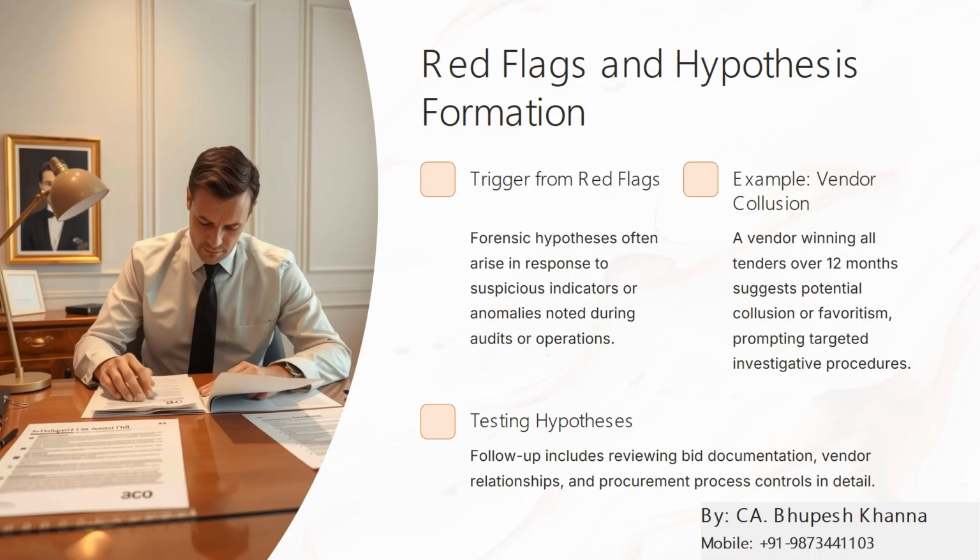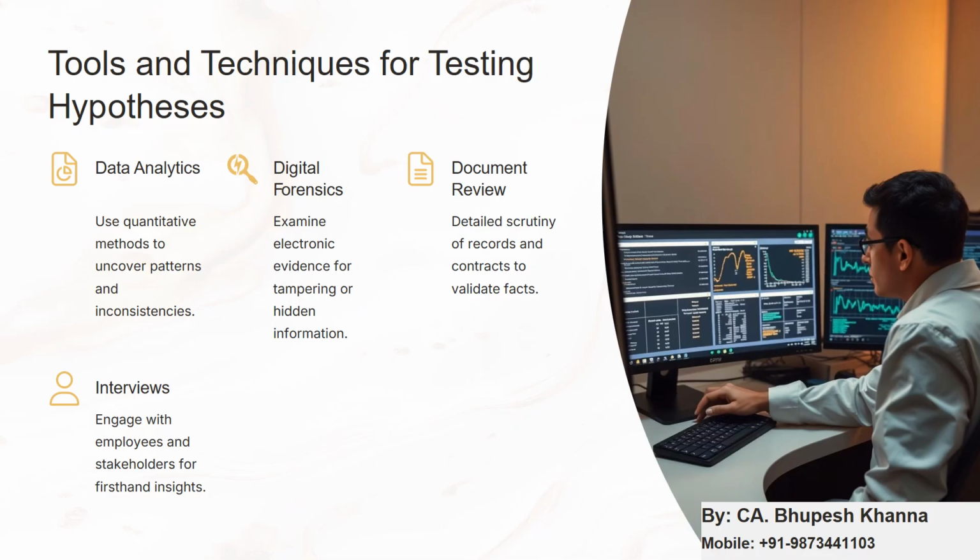Next is red flags and hypothesis formation. Red flags often serve as a trigger for hypothesis development. Example, red flag, a vendor has won all tenders in the past 12 months. Hypothesis, there may be collusion or favoritism in the procurement process. From there, procedures would be developed to test this hypothesis, such as reviewing bid documentation or analyzing vendor relationships.